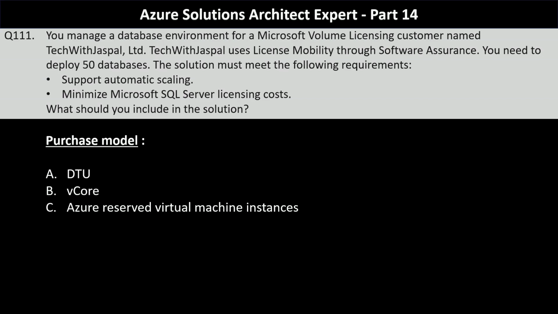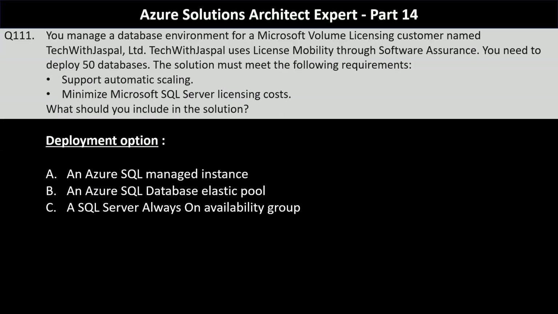And friends, you should choose vCore purchase model. vCore model provides a more direct way to choose compute and storage resources, and it can offer cost savings. The vCore based purchasing model also allows you to use Azure Hybrid Benefit to save on licensing costs. Now, the next part of the question is talking about what should be your deployment option.